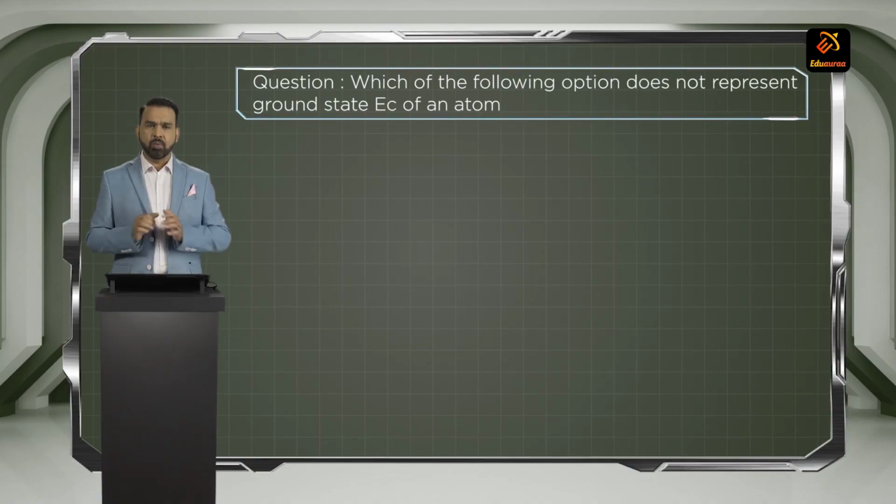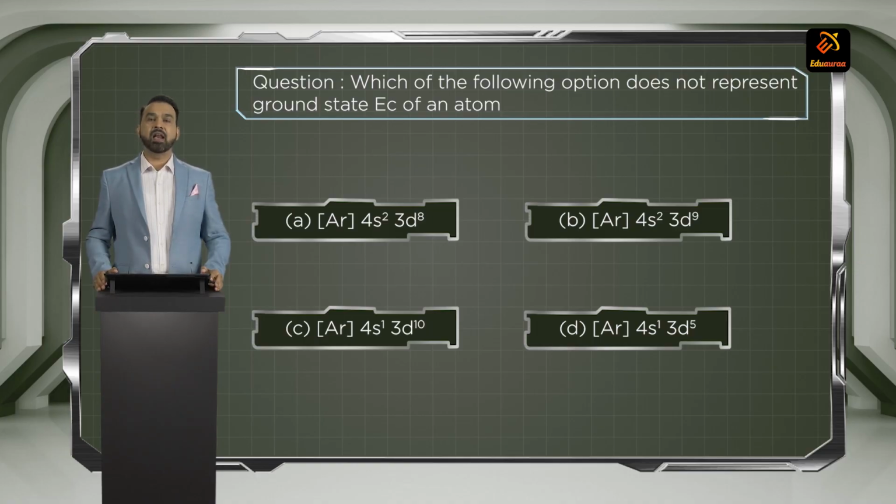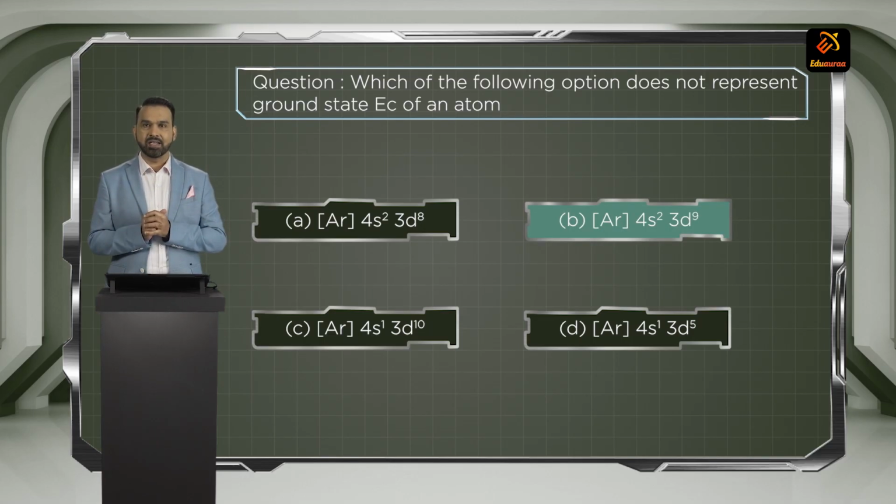Which of the following options does not represent the ground state electronic configuration of an atom? If you see argon 4s2 3d9, that is for copper. What is the ground state electronic configuration of copper? It should be 4s1 3d10. Yes, it should be 4s1 3d10. So B does not correspond to the ground state of copper, so B is the correct answer.